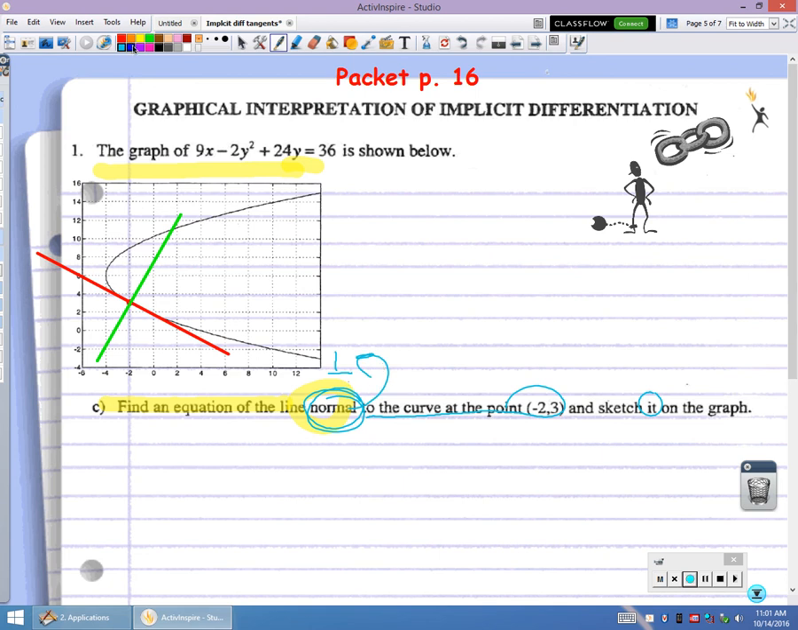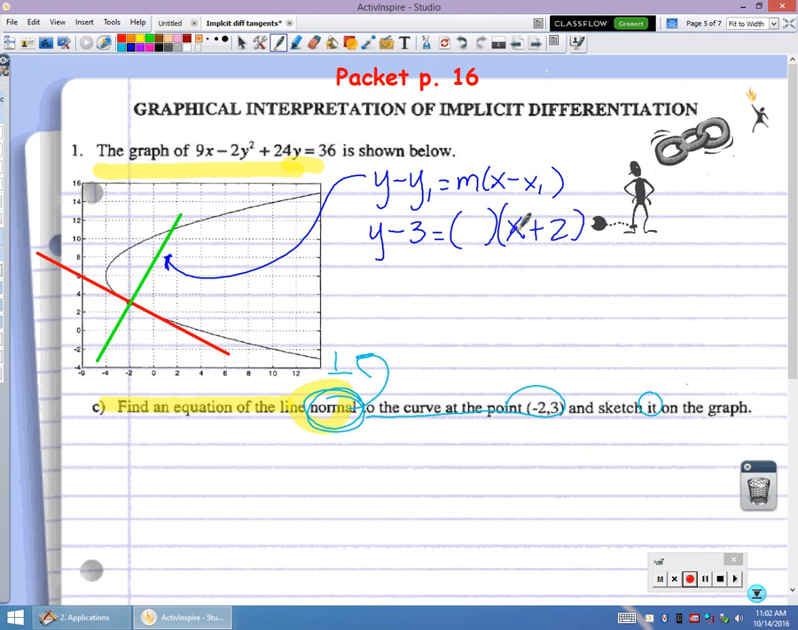So when we write the equation of a line, we know our target is y minus y1 equal to m times x minus x1, and we're looking for the equation of the green line. We already know the x and y value, so we can go ahead and start with y minus 3 is equal to, we don't yet know the slope, that's what we're going to use the calculus for, times x plus 2. So we need a slope generator to get the slope. So I'm going to find the derivative implicitly of the given relationship. The derivative of 9x, in terms of x, is 9, minus 4y dy/dx, plus 24 dy/dx, and the derivative of 36 is 0.